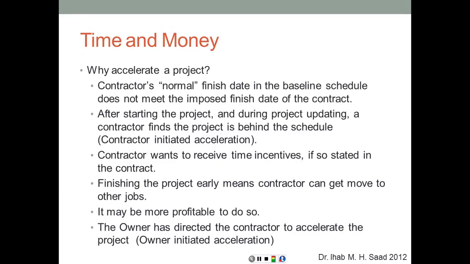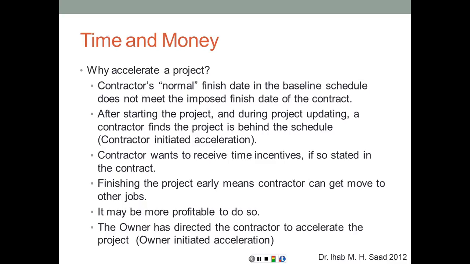So why do we accelerate the project? The contractor's normal finish date is the baseline schedule, and the baseline schedule may not meet the imposed finish date on the contract. So if I have calculated my schedule initially and I found that I'm going to finish in 205 calendar days, and the owner has given me only 200 calendar days, it means I have to shorten my project duration by 5 days. That's before even the project starts.